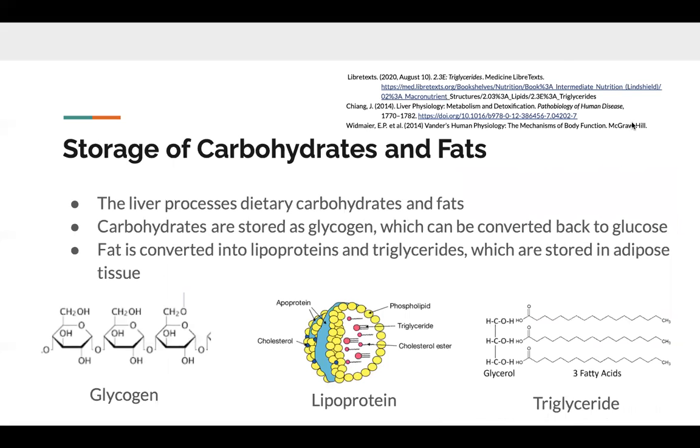The processing of carbohydrates and fats is a main source of energy for the body. The liver works to convert carbohydrates and fats into glycogen, lipoproteins, and triglycerides. The structures of these can be seen down here. Glycogen is stored in the liver until it is converted into glucose, and this conversion is necessary for the body to have enough glucose to use for energy. Most fat, on the other hand, is packaged into aggregates with protein that are known as lipoproteins. Lipoproteins and triglycerides are secreted into the blood and travel to adipose tissues where they are stored.